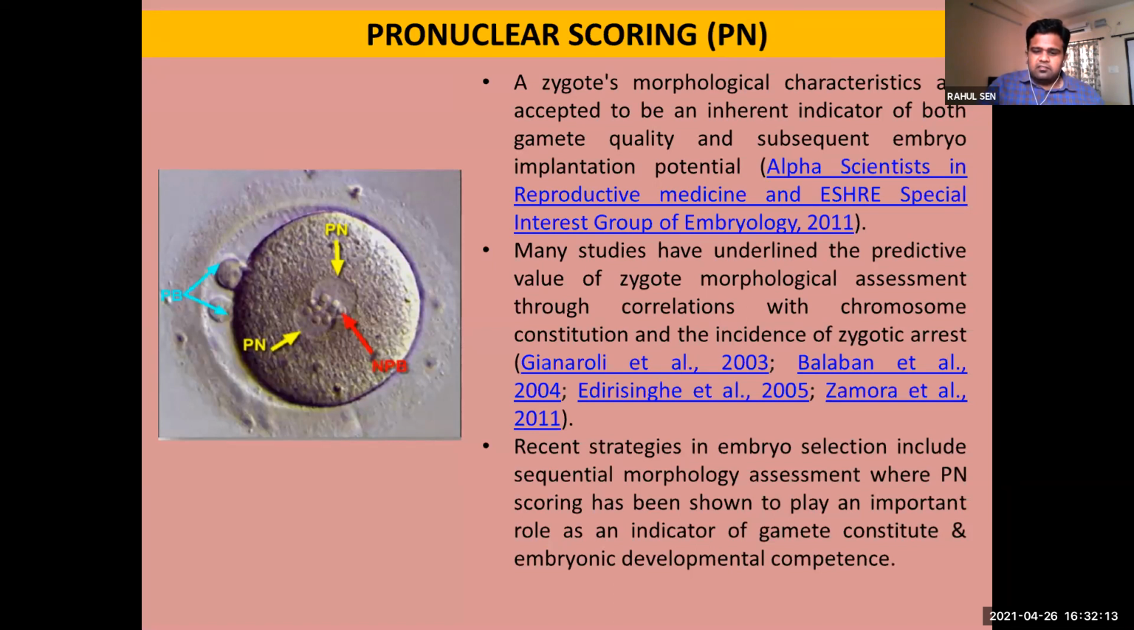The recent strategies in embryo selection include sequential morphology assessment, where pronuclear scoring has been shown to play an important role as an indicator not only for the gamete constitution, which we were discussing earlier, but it has also been shown to be a strong predictor for embryonic developmental competence as well.